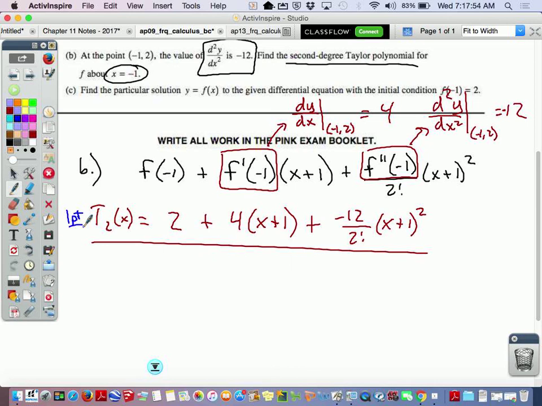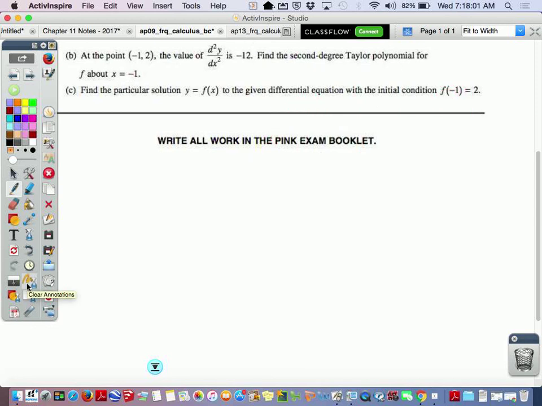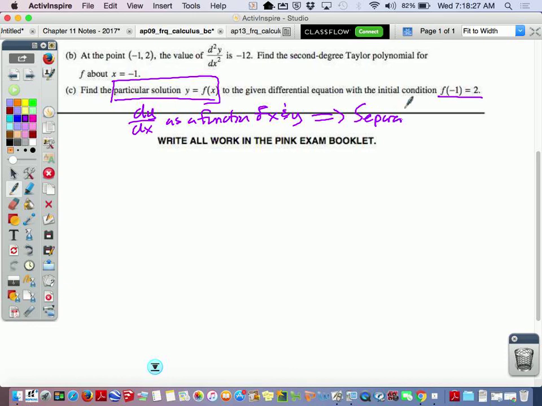Now, 2 points for part A, 1 point for part B. That leaves 6 points for part C. Part C is looking for a particular solution to the given differential equation with the initial condition f of negative 1 equals 2. When we're asked for a particular solution and we are given dy dx as a function of x and y, this is an indication that we need separation of variables.